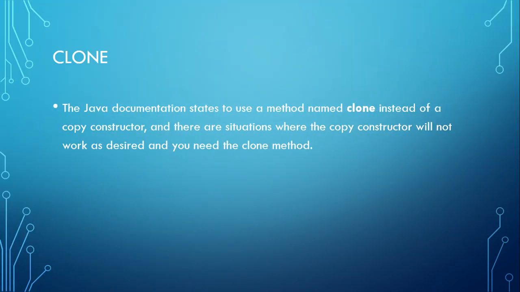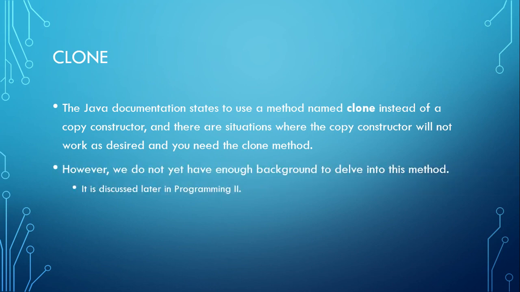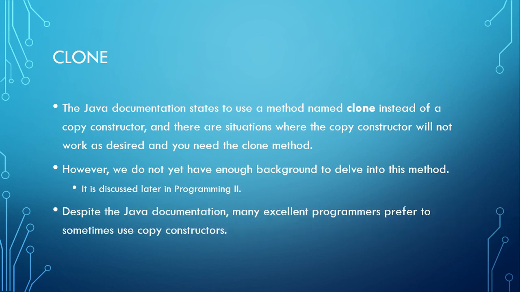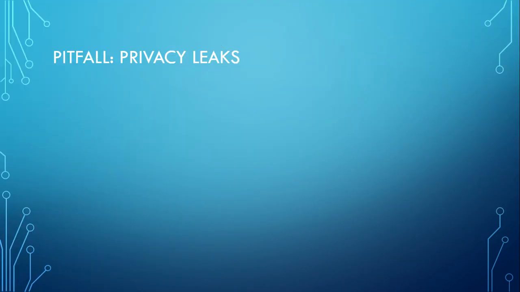Now, real quick, I'm going to do this small segue here. Java documentation actually states to use a method called clone instead of a copy constructor, and there actually are situations where the copy constructor will not work as desired, and you will need to use the clone method. However, we do not yet have enough background to fully delve into this method, although it is discussed later in programming too. Now, despite Java's documentation, many excellent programmers sometimes prefer to use copy constructors.